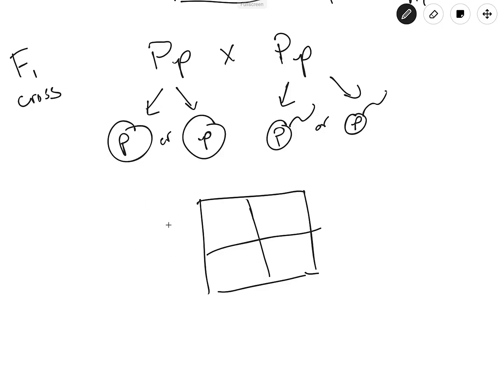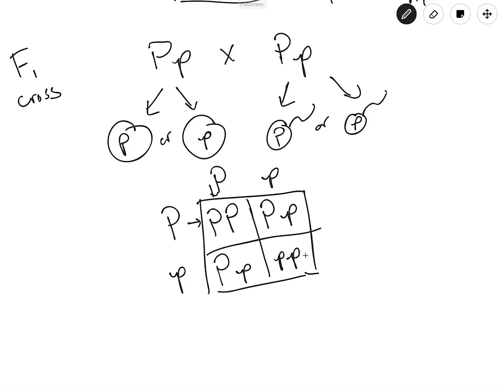So let's put mom over here on the side where we've got big P or little p. Dad we put over here on the top, and it doesn't matter which one goes on which side or the top. And then again, we're going to drag them over and down. So in this square, we will get big P from mom, big P from dad. In this square, again, we get big P from mom, little p from dad. In this one, we get big P from dad, little p from mom. It doesn't matter where they came from, just capitals first, then lowercase. And then in this square, we get little p from mom, little p from dad.